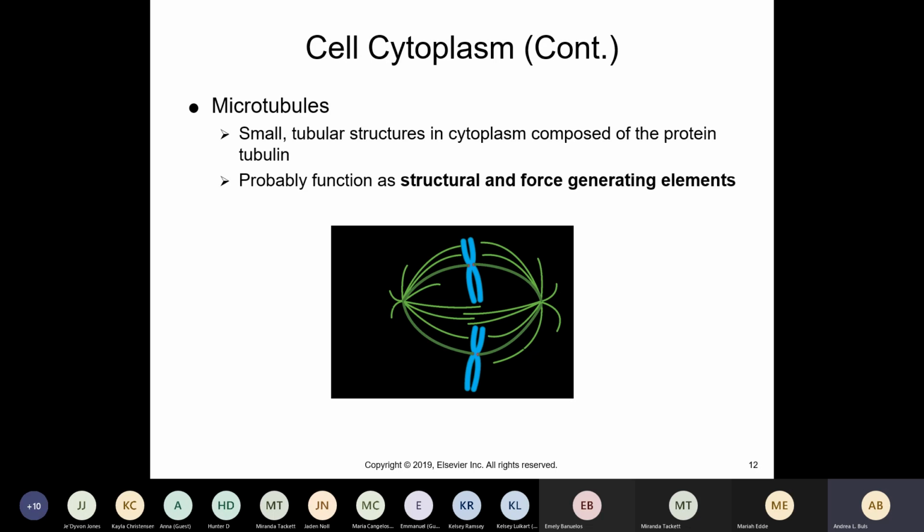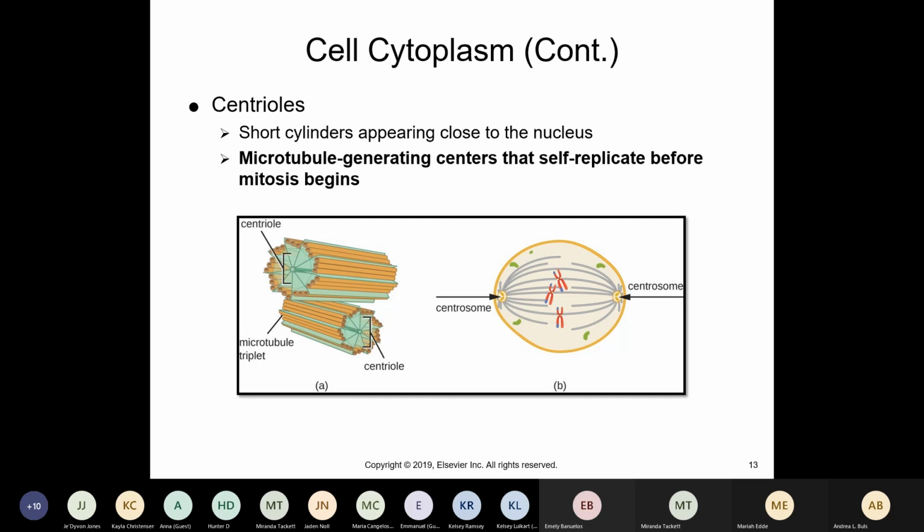The microtubules that you'll see here in this image are small tubular structures within the cytoplasm. They are composed of the protein tubulin, and their function is basically the structure and shape of the cell, and it also has some force-generating elements. The centrioles are the short cylinders that appear close to the nucleus. They're microtubule-generating centers that self-replicate before mitosis begins.